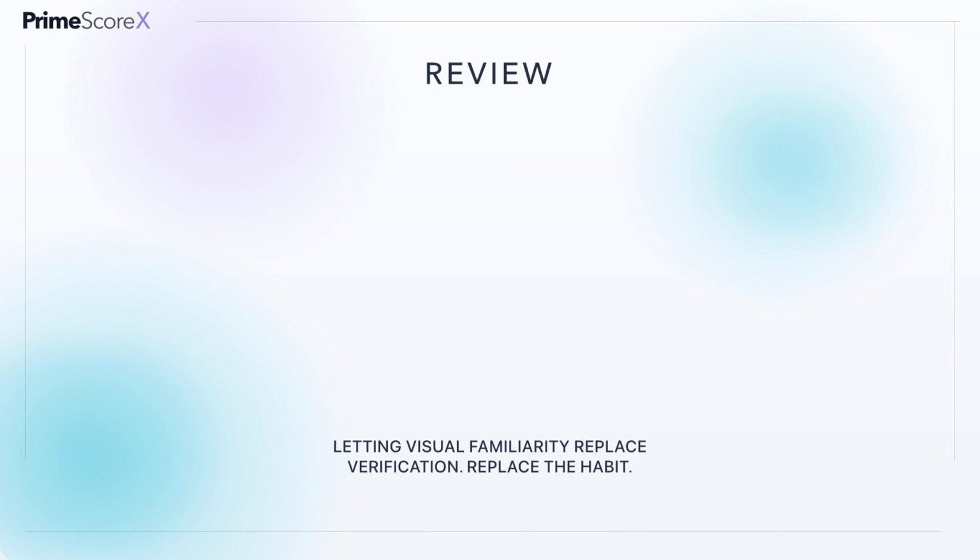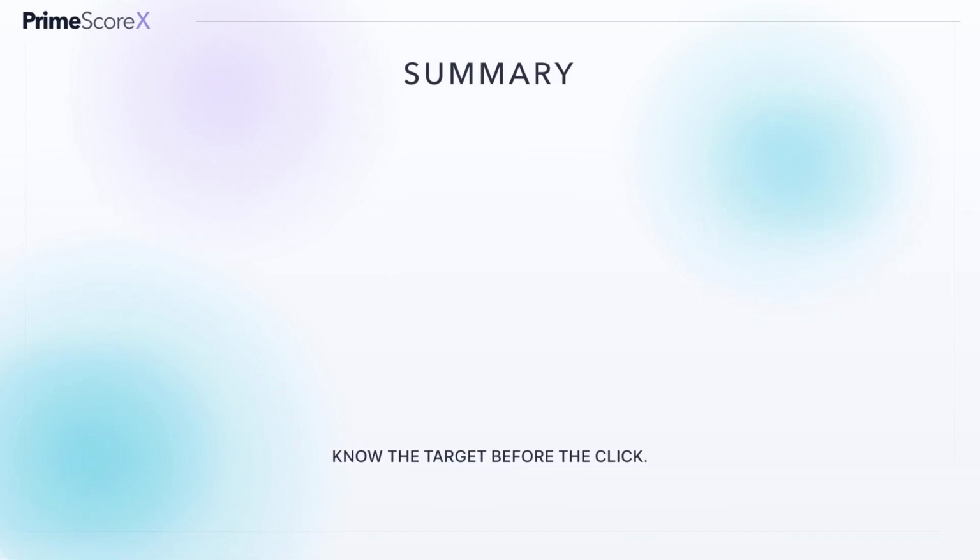Another common issue is letting visual familiarity replace verification. The solution is not to feel bad about the miss. The solution is to replace the habit. Create one rule you will use next time. Then test that rule on a small set of new questions before moving on to a full section.